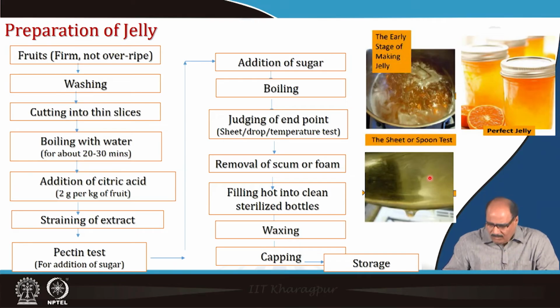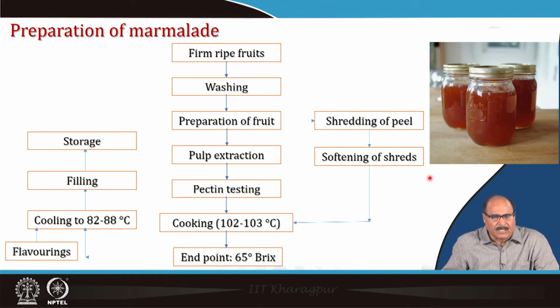So, these are standard methods for preparation of jam. Similarly, marmalade is prepared just like jam. The only difference is that shredded and softened peel, a small quantity of peels, is also added here. So: preparation of fruit, pulp extraction, pectin testing, cooking, and when it is cooked, the shredded, softened peels are added, and then the rest of the process is the same as that of jam or jelly.